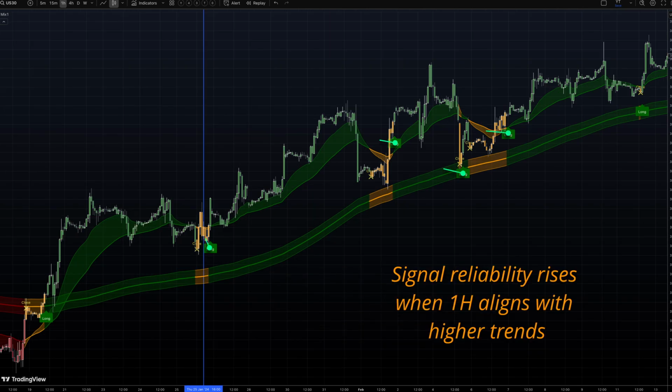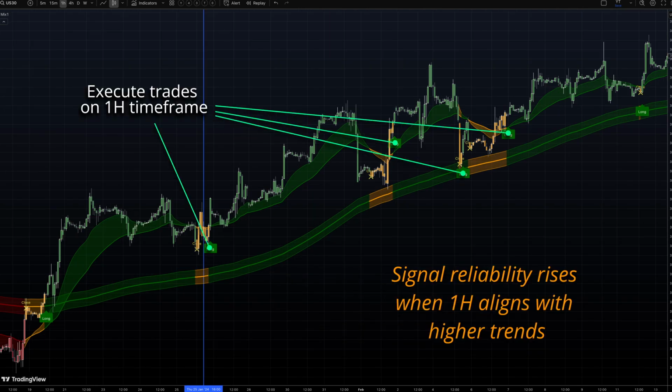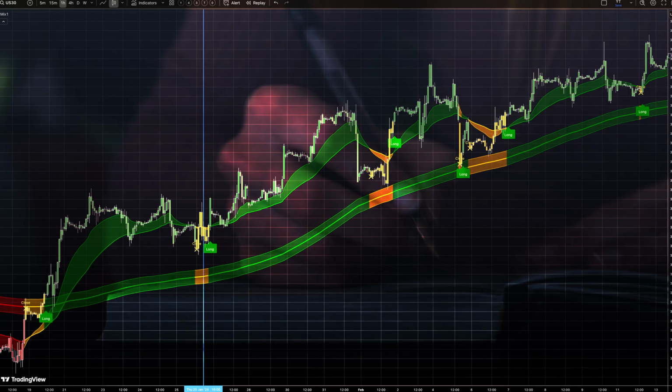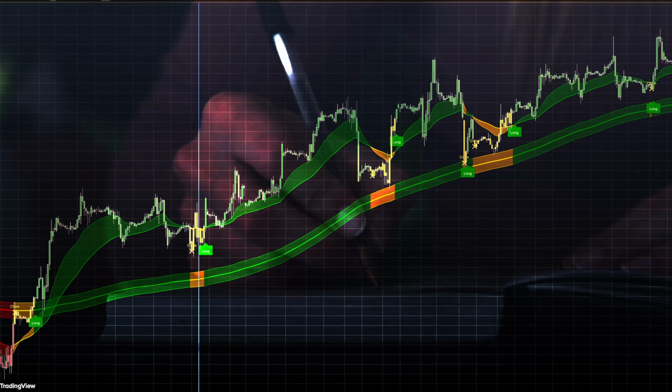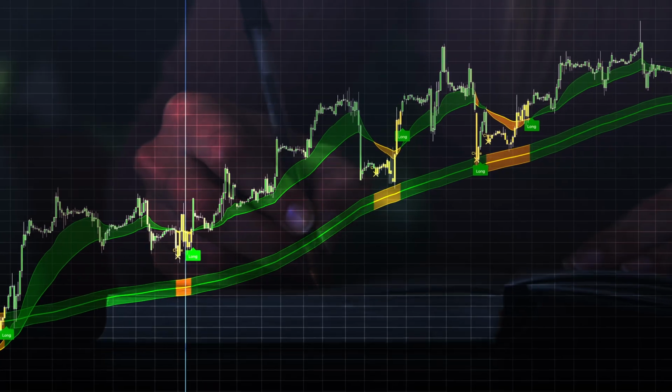Use the 1-hour chart for execution. Signal reliability improves significantly when it aligns with higher timeframe trends. Converging signals across multiple timeframes justify more aggressive trades and larger profit targets. Documenting these multi-timeframe alignments helps reinforce discipline and improves pattern recognition over time.